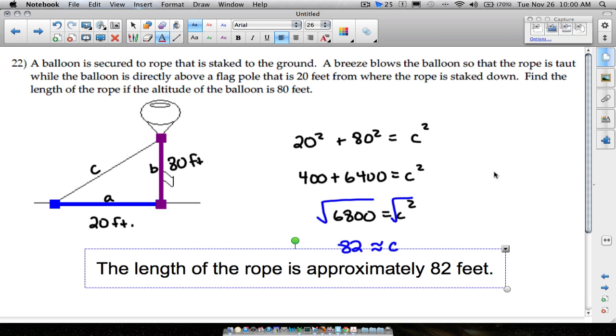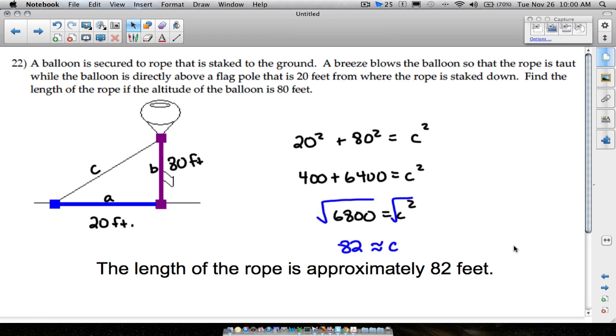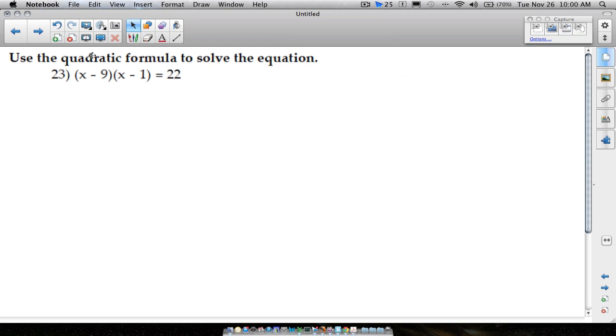All right, on to number 22. Use the quadratic formula to solve the equation x minus 9 times x minus 1 equals 22. We have to use the quadratic formula according to the instructions, so we have to make it look like this: ax squared plus bx plus c is equal to 0. It looks nothing like that at the moment, but we'll get there eventually.